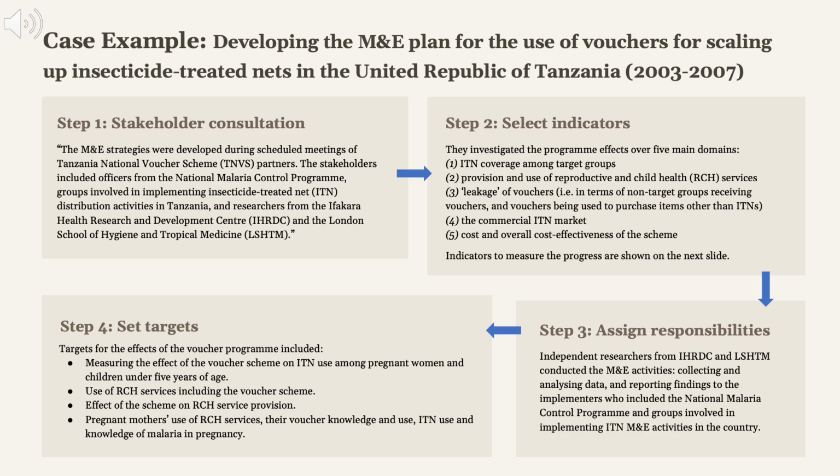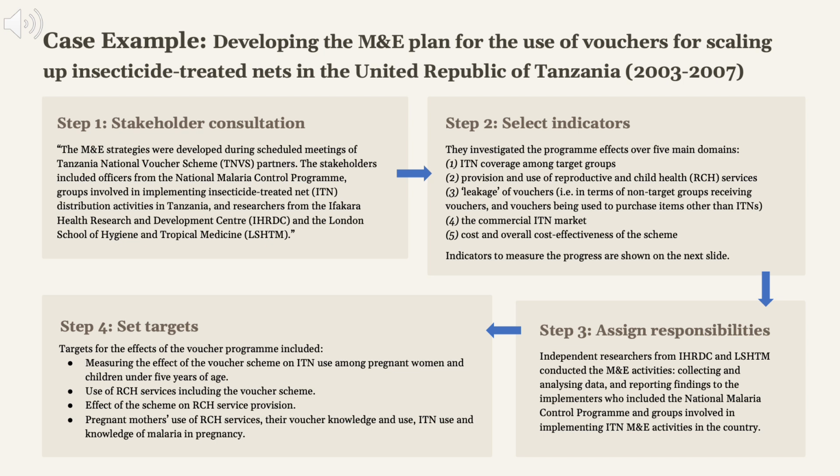With indicators established, the next step was to assign responsibilities for data collection and analysis. Independent researchers from IHRDC and LSHTM were tasked with conducting the M&E activities. They were responsible for collecting and analyzing the data, and reporting the findings back to the program implementers, which included the National Malaria Control Program and other partners involved in the ITN distribution. This clear division of roles ensured that the evaluation was carried out effectively and the findings were actionable for those making decisions about the program.